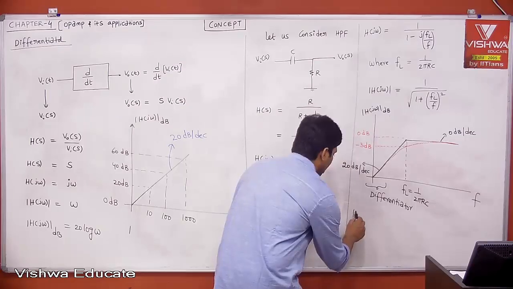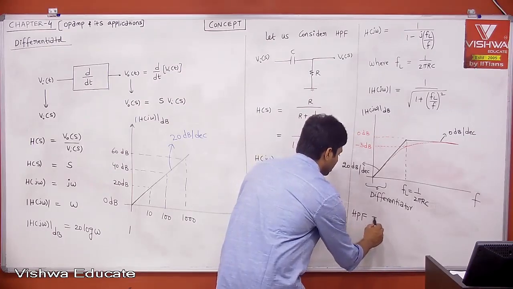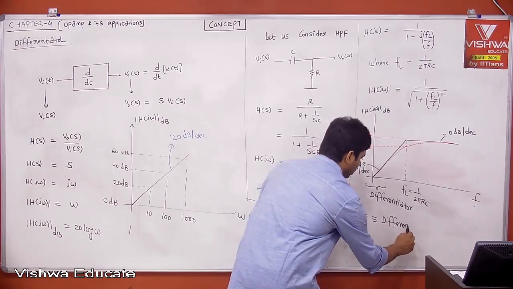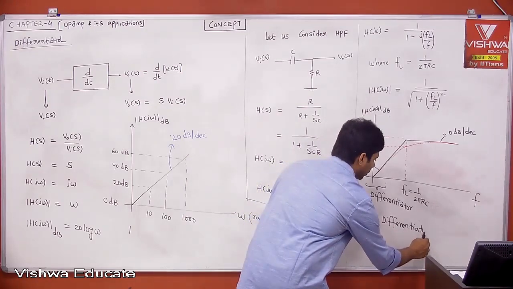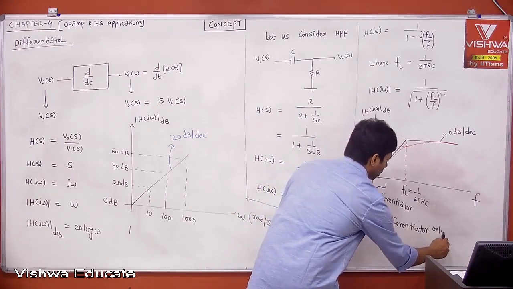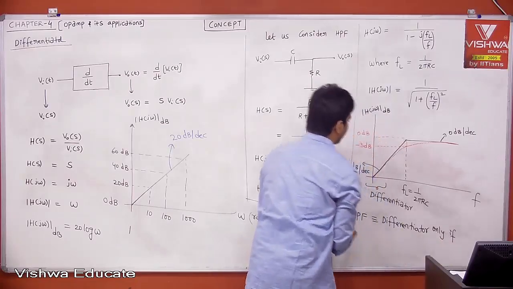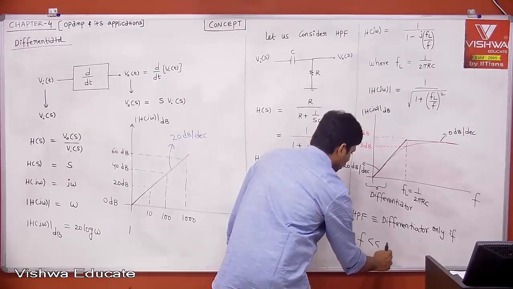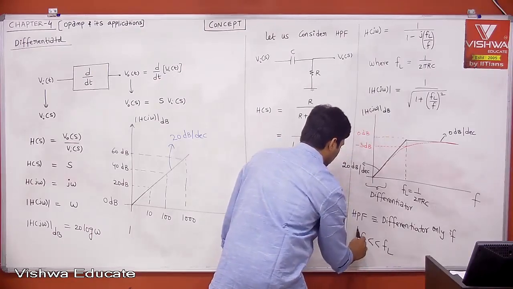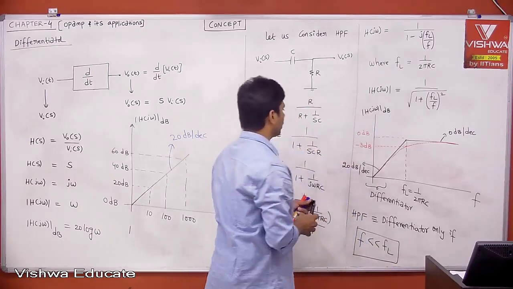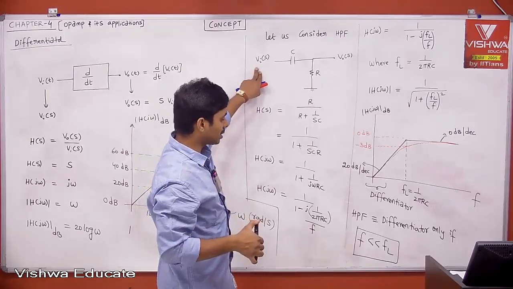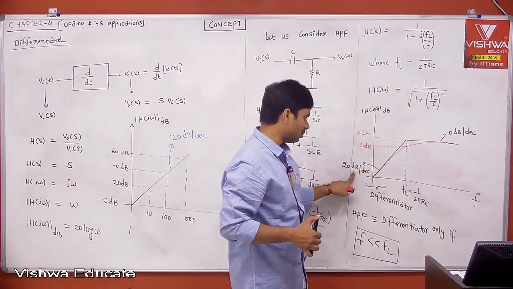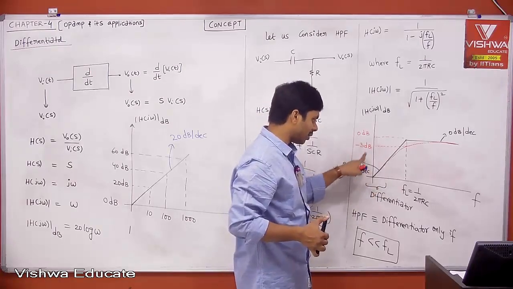Therefore, your high pass filter is acting as a differentiator only if the frequency of your input signal is very much less than FL. If the frequency of the input signal is very much less than 1 by 2 pi RC, then only you are getting the slope of plus 20 dB per decade, and then you can use it as a differentiator.